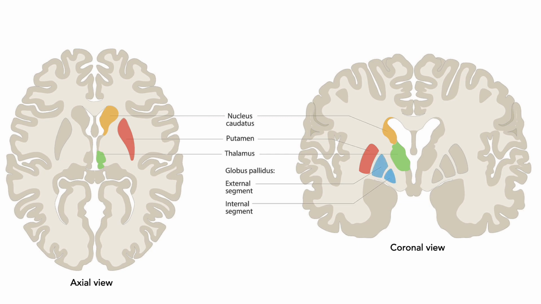The globus pallidus has an external segment and an internal segment. Both of these are also part of the basal ganglia, and I drew this on the diagram in the pink color. This is the internal capsule.